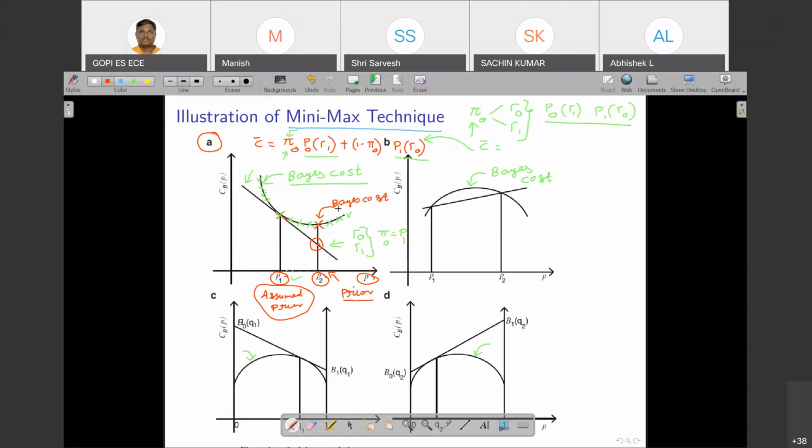So the base cost is supposed to be the least. Base cost is the least cost, right? It is the least cost you can achieve for one particular prior probability. So this graph is actually invalid. You will not get a curve like this for the base cost, right? And similarly, the straight line need not be in this form.